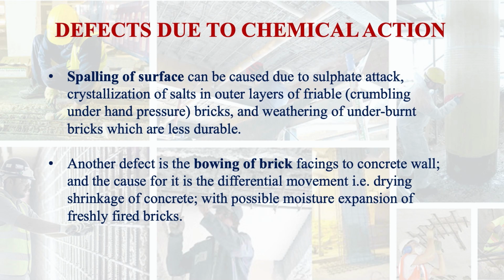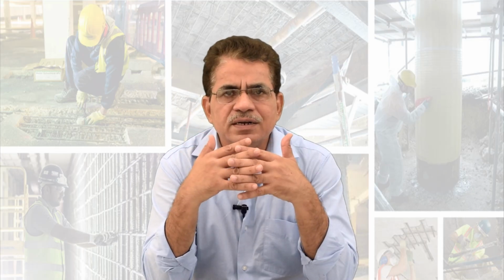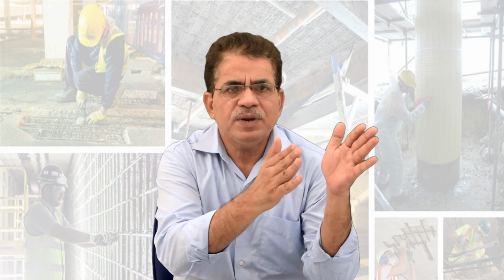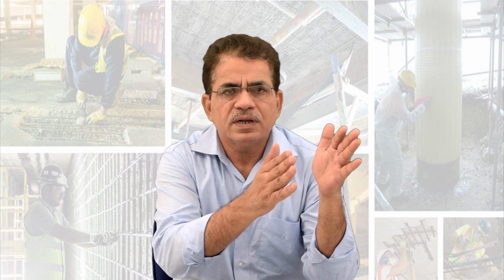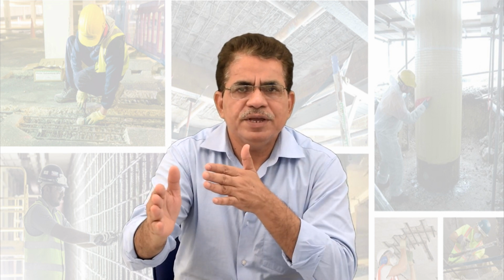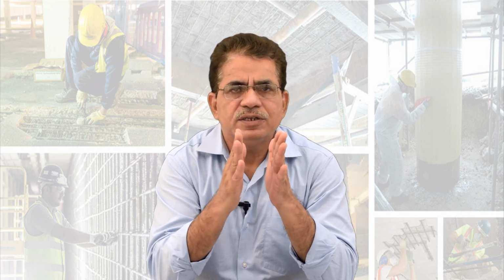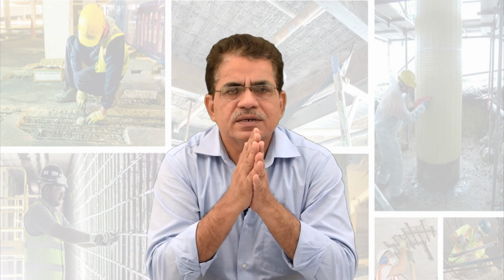Another defect is the bowing of brick facing to concrete wall, and the cause for it is the differential movement, that is drying shrinkage of concrete with the possible moisture expansion of freshly fired bricks. So these are the two opposite phenomena, that here at one place shrinkage is occurring in the concrete, and at another place there may be a possible moisture expansion of the freshly fired bricks. When the two things, bricks and the concrete, are being placed together.